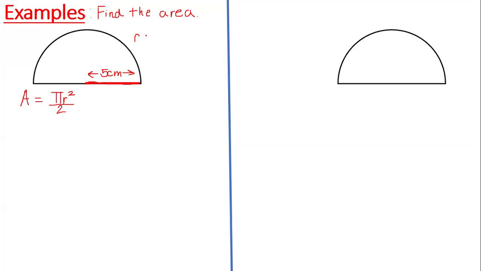In this case, what is the radius? 5 centimeters. The radius is 5 centimeters. That's what the radius is. So this is going to be equal to pi, in this case, what?